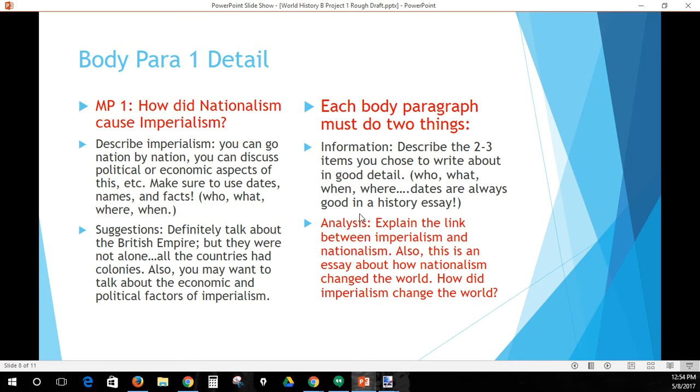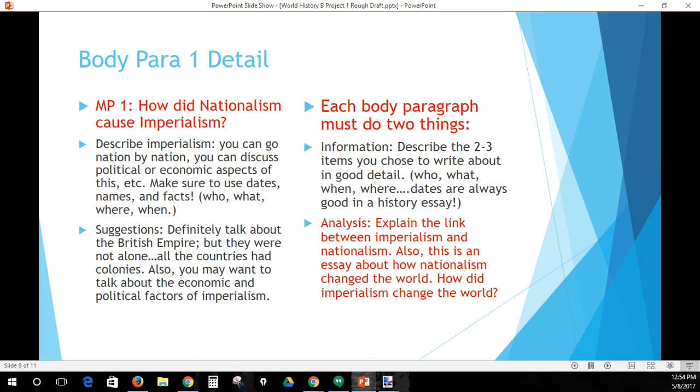Next, you need to come up with 2 or 3 more sentences that link that to nationalism. How did nationalism cause imperialism? Well, here's the simplest answer. If you are competitive and you love your country, you want your country to do better than other countries. And what better way to show that is your country has the biggest world empire. Empires mattered at this time because empire showed that a country was great. So what you want to do is describe that in 2 or 3 sentences.